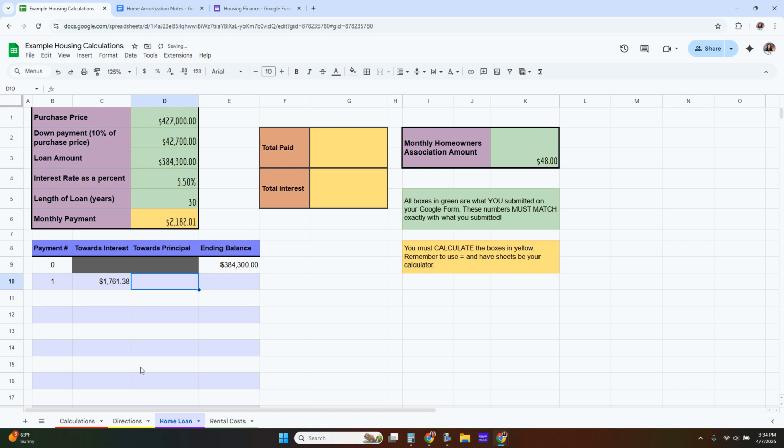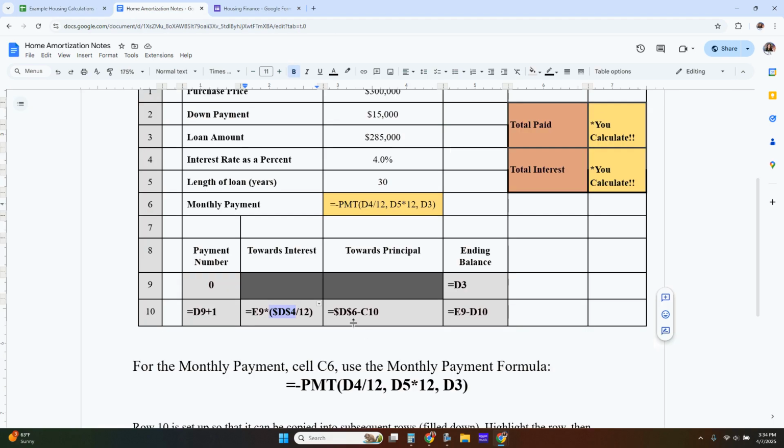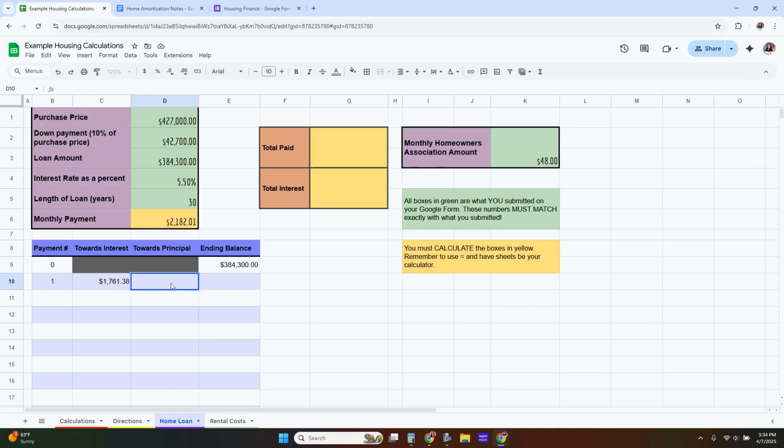All right, the amount towards principal. We have a monthly payment that we're making, and so the amount towards principal is going to be that monthly payment, which is D6, minus however much we are putting towards interest. The reason we're putting the dollar signs, $D$6, is because we always want to refer back to this monthly payment for every single calculation of our principal. It's always what our monthly payment is minus how much is going towards interest.